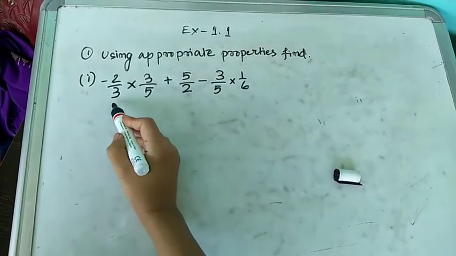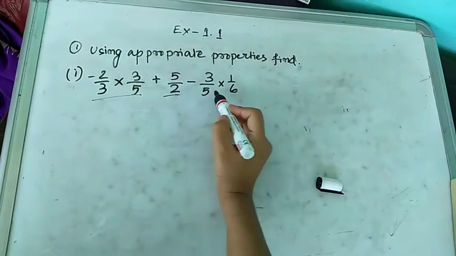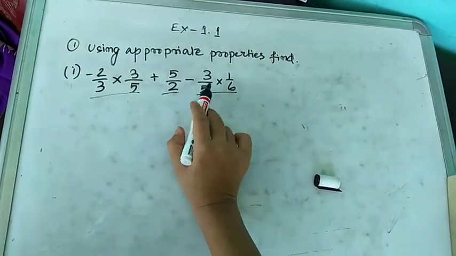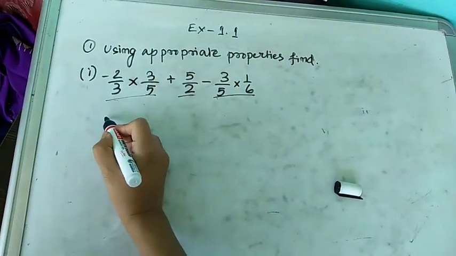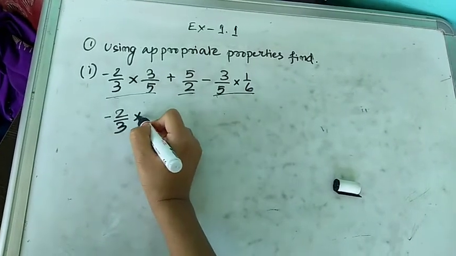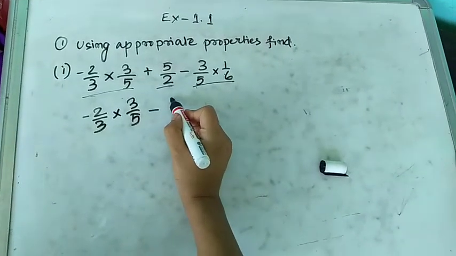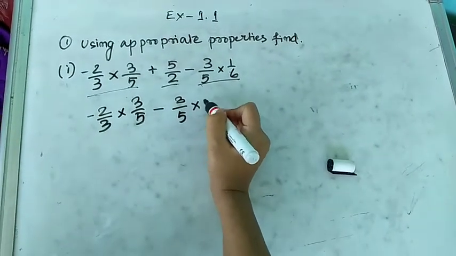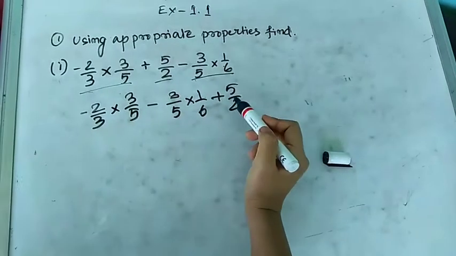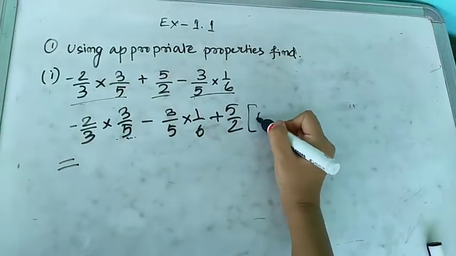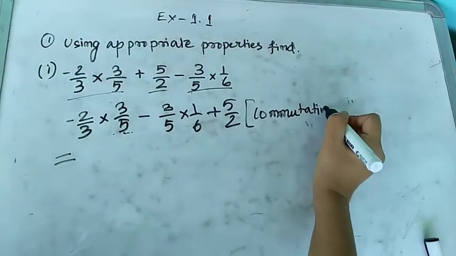Let us now solve exercise 1.1, question number 1, sub-question 1. So look at the question and see that minus 2 by 3 into 3 by 5 is one number, 5 by 2 is another number, and minus 3 by 5 into 1 by 6 is another number. In minus 2 by 3 into 3 by 5 and minus 3 by 5 into 1 by 6, 3 by 5 is common. So minus 2 by 3 into 3 by 5 minus 3 by 5 into 1 by 6, and let us put plus 5 by 2 separately. Since we have changed the places of these numbers without any difference in the equation, this will be a commutative property.